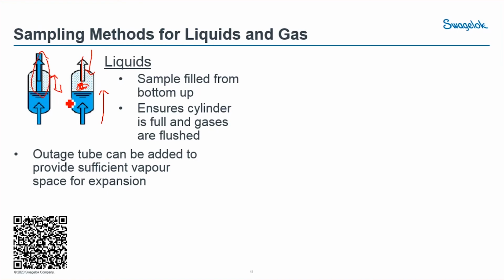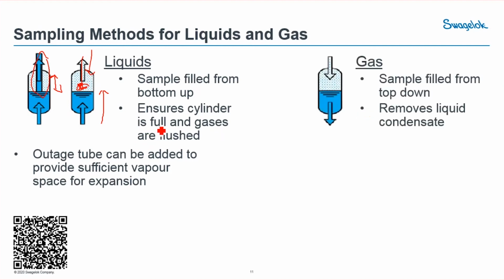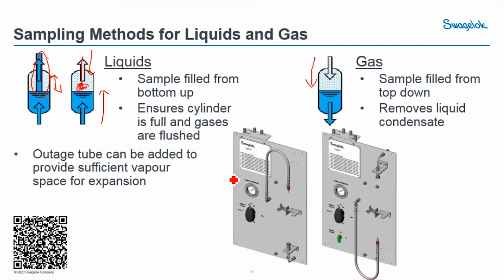Now for gas, it is the mirror opposite. You could see that instead of sampling from bottom up, now you do it from top down. The reason is that when you do such a thing, you leave chances for the liquid condensate to be flushed out together when you do the sampling, right? And this is actually mirrored here in our Swagelok grab sampling panels that you can see. One thing you can automatically see over here, they are mirror images of each other. You have a hose here on the return line and a hose here on the return line. So this is gas, which samples from top down, and liquid, so bottom up.